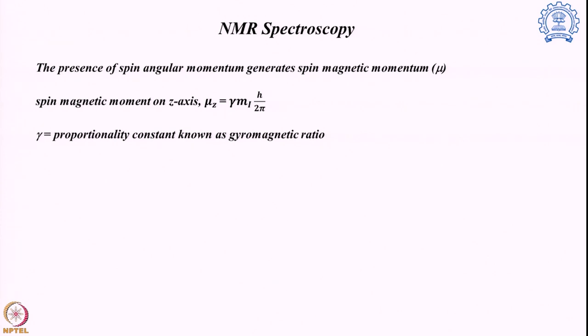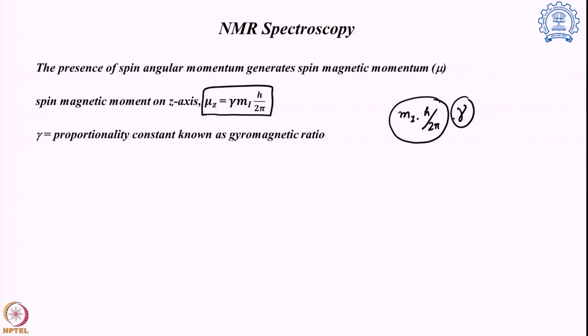Say I want to find out the spin magnetic moment. The presence of the spin angular momentum is the main reason for the creation of a spin magnetic moment. The spin magnetic moment can also be found along a particular axis. How much spin magnetic moment is going to be generated depends on this equation shown over here: mu is equal to gamma into mI into h by 2 pi. We already knew that mI into h by 2 pi is the component of the angular momentum. And if I multiply that with this term gamma, which is a proportionality constant, it gives us how much of the angular momentum is transferred to the spin magnetic moment.